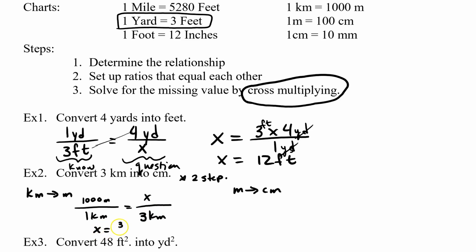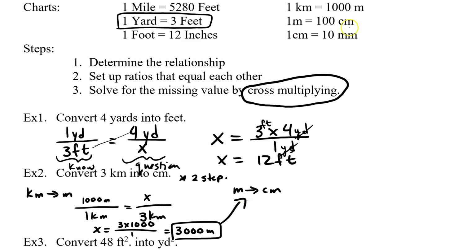X equals 3 times 1,000 divided by 1, which is going to be 3,000. That's so funny, I did that in class too. 3,000 meters. Now we're going to take that meter and change it into centimeter.